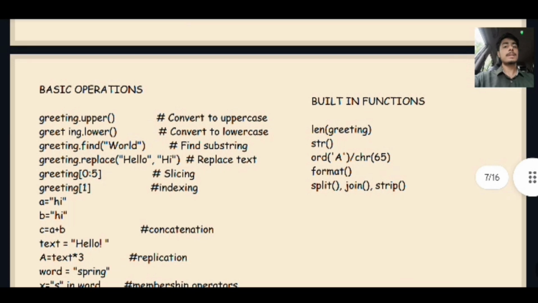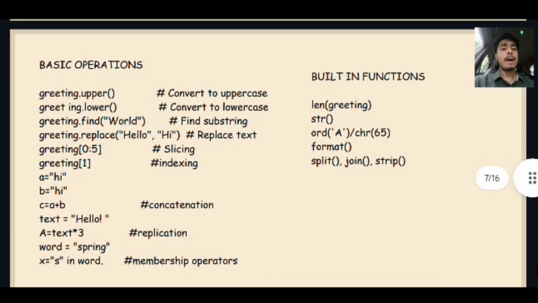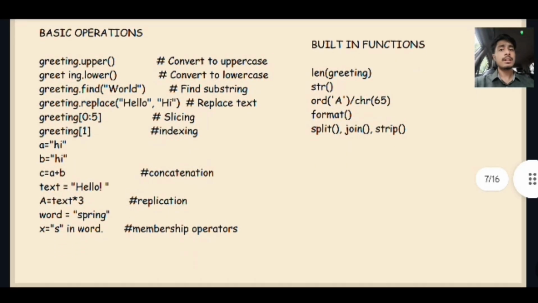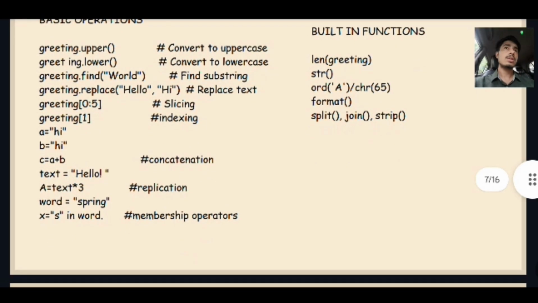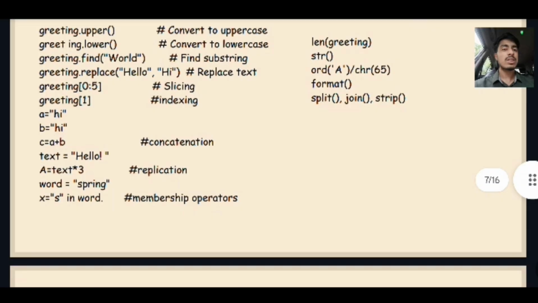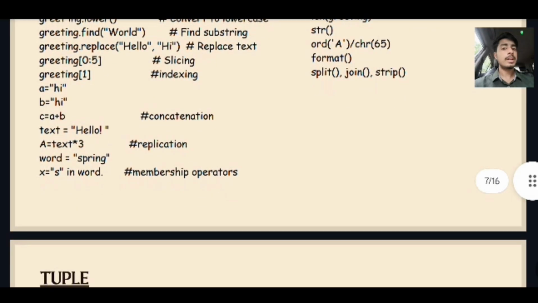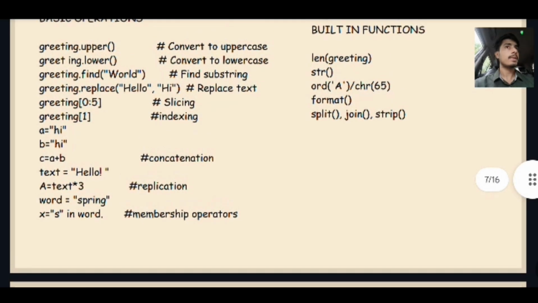And the basic operations are upper, lower. The syntax is the string name, or the variable that's stored in the string, dot upper, dot lower, dot find. There are so many built-in or basic operations available. Also like a list, we can slice a string using index, and indexing is available to access individual elements from a string. Then concatenation, combining two strings, replication, membership operators, etc. are available. Then the built-in functions include len, str, format, etc.